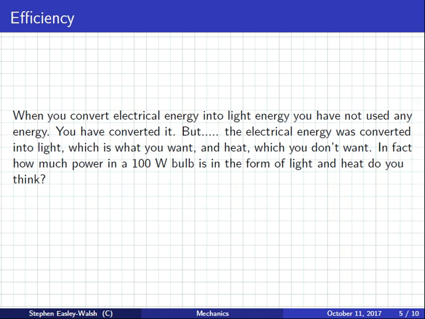Yeah, so what do you think the numbers might be? If you were to guess, of 100 joules, how much do you think might be light? You're going 60 light, 40 heat. Good, okay. What about over here?